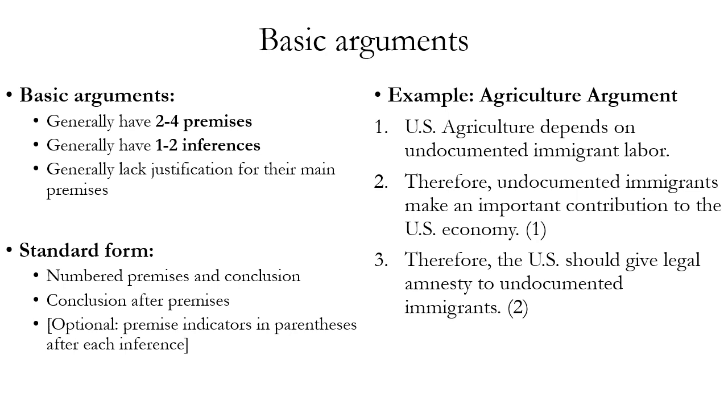So this argument has been placed in what's called standard form in logic. This is where we number the premises and the conclusion. We put the conclusion last after the premises. And optionally, you can include premise indicators for each of your logical moves or inferences. You'll notice in step 2 of this argument, the number 1 is in parentheses after that statement. That shows you that that step, that line of the argument, is derived logically from line 1. And you can also see with step 3 of the argument that it's derived from line 2.